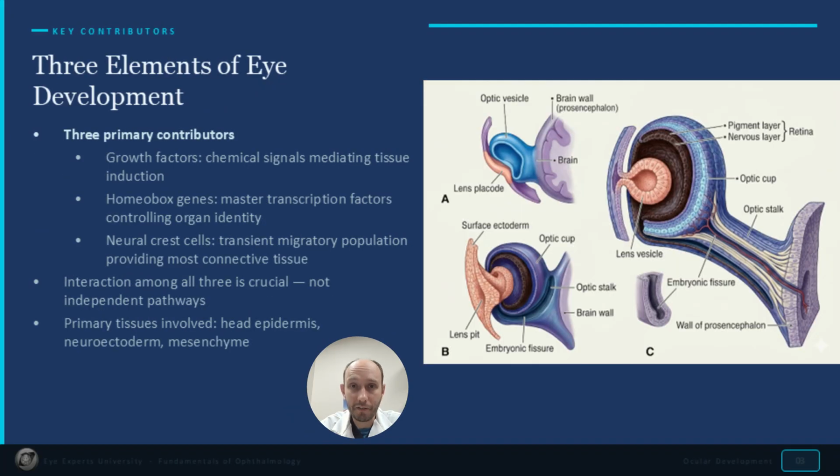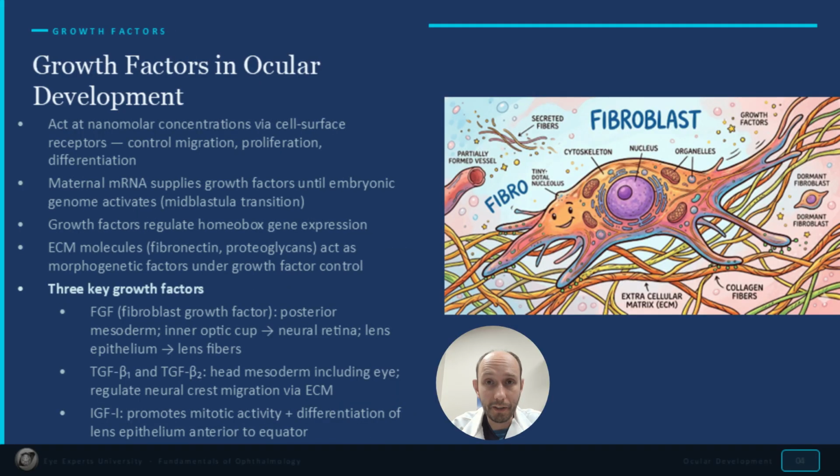The three main factors of eye development are growth factors, which are chemical signals that regulate the cells; the homeobox genes, these are the master transcription factor genes that regulate organ development; and neural crest cells, which form most of the connective tissue of the eye. So growth factors are basically proteins that bind cell receptors to cause the cell to do different things.